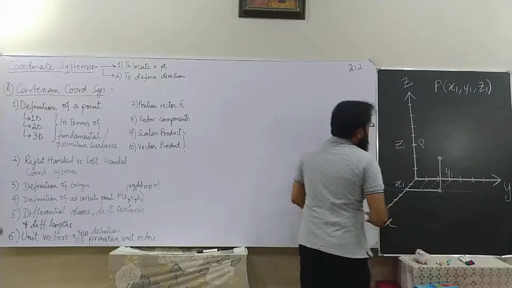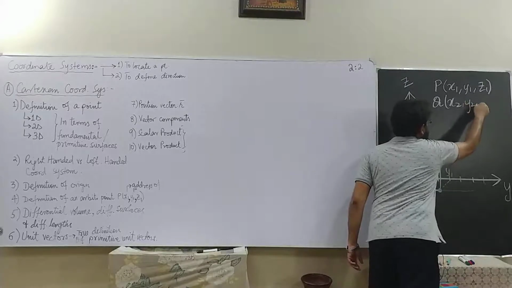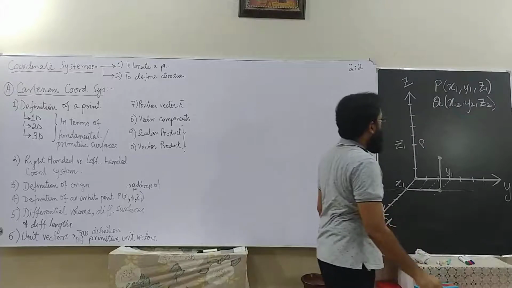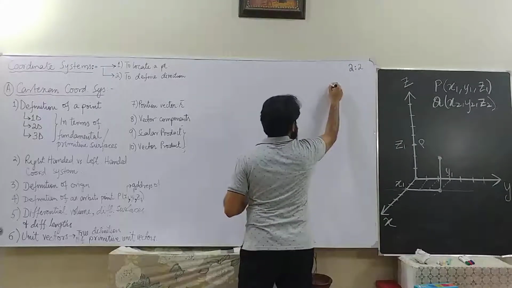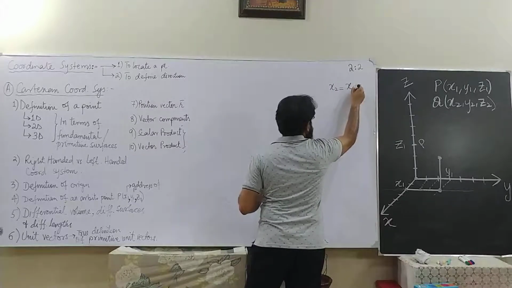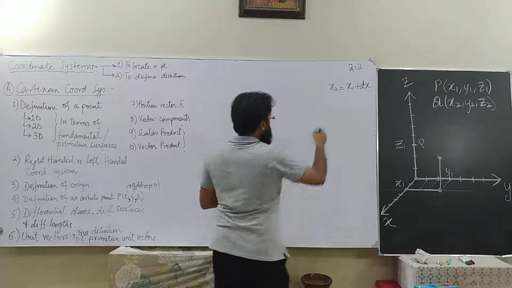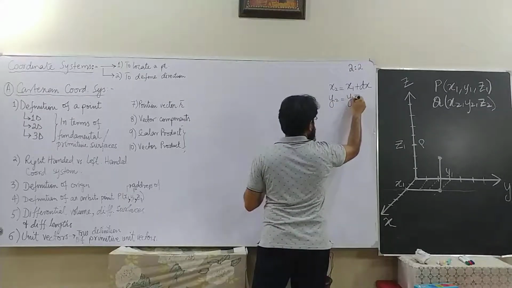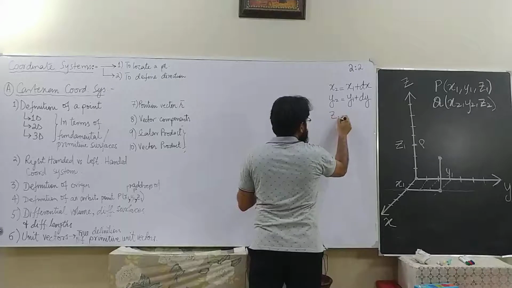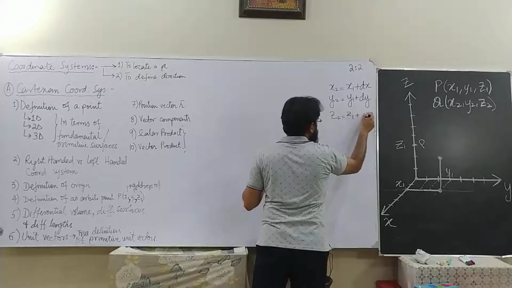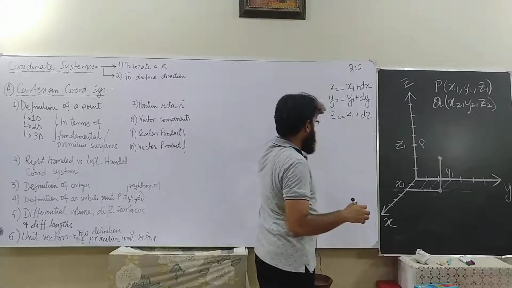Okay, right, let's say we have another point Q. The coordinates are x2, y2 and z2, and the relation is such that x2 is obtained by adding a differential amount in x1, y2 is obtained by adding a differential amount in y1, and z2 is obtained by adding a differential amount in z1.